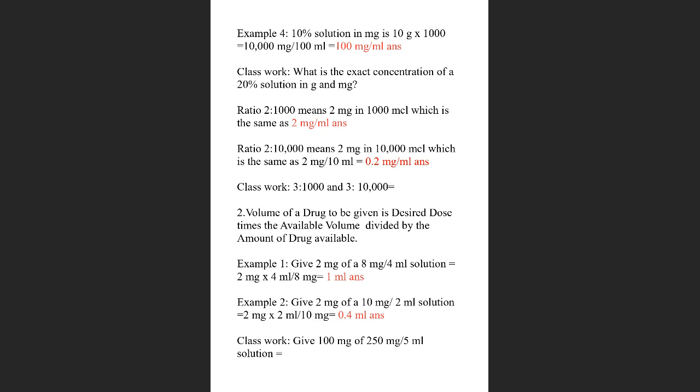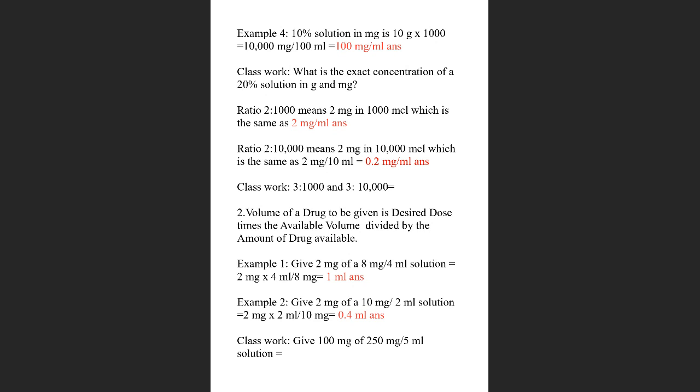All right, so that is straightforward. A 3 in 1,000 solution is 3 milligrams in 1,000 microliters, which is the same as 3 milligrams per mil. A 3 in 10,000 solution is the same as 3 milligrams in 10,000 microliters, which is the same as 3 milligrams in 10 mils. And the exact concentration would be 0.3 milligrams per mil for the 3 in 10,000.